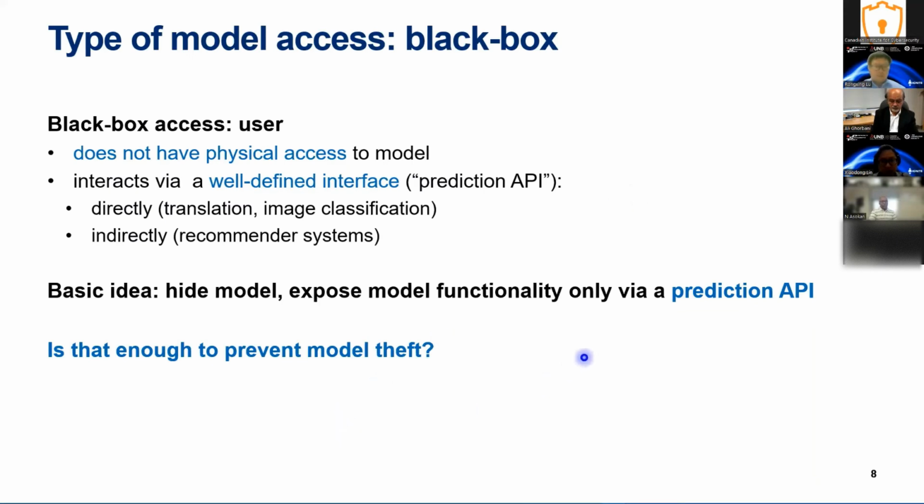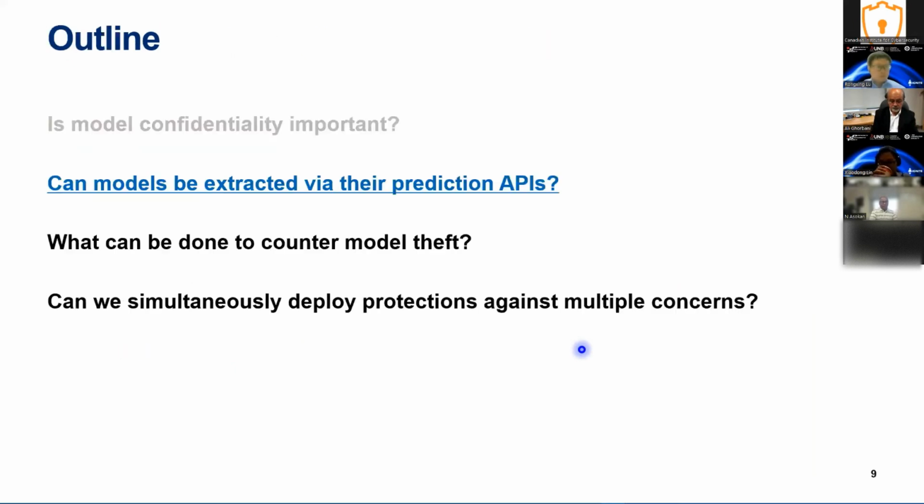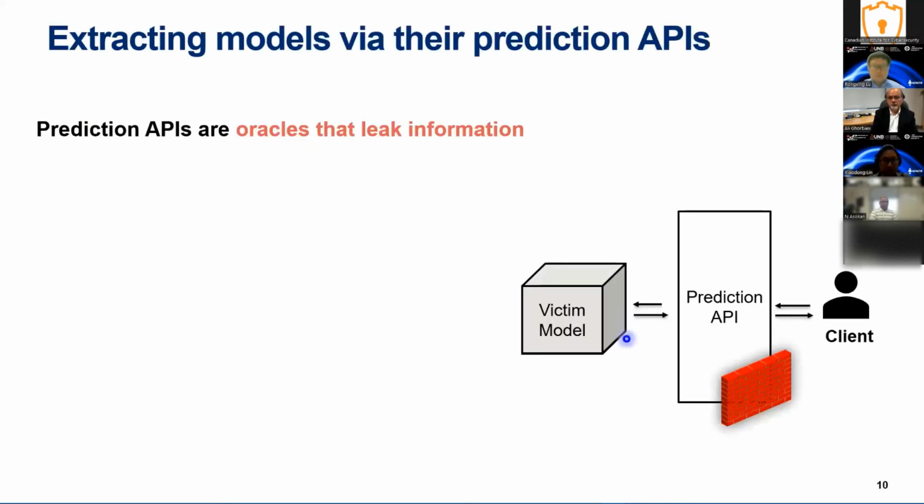So someone could ask the question, is this enough to prevent model theft? And the answer is no. And this is where model extraction comes in. So we'll delve a little bit deeper into that. The setting, remember, is that there is a model. The model is not accessible to the client directly. There is some kind of firewall, maybe a cloud firewall, maybe hardware security, maybe encryption. But the client is forced to interact with the model via this well-defined API.